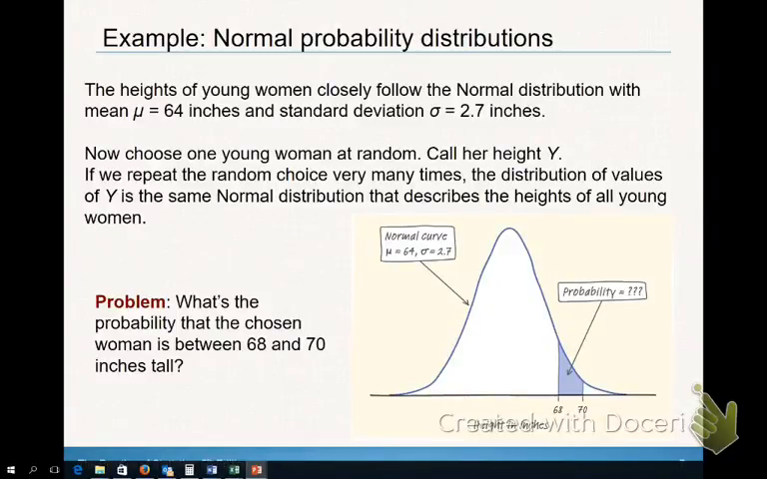Okay, so that last video stopped on me, and it says, what's the probability that the chosen woman is between 68 and 70 inches tall? So if you remember our normal curves, we're talking about a bell-shaped curve, and the probability under the curve is 1. The peak of the normal curve is going to be 64 in this case, and remember the standard deviation is 2.7, which we learned different things about how far a number is from the mean. So what they're asking here is, what's the probability between a height of 68 and 70 inches?